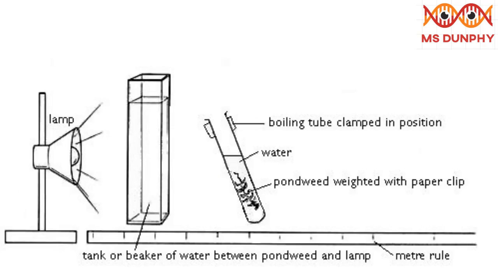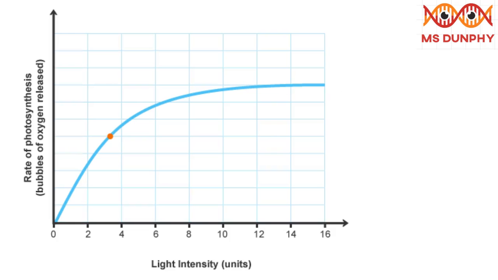Another way you could possibly control temperature is by placing a clear test tube or a clear tank of water between the pondweed and the lamp. Then this water will absorb the heat and still let the light through. You can compare the results at different light intensities by giving the rate of photosynthesis.